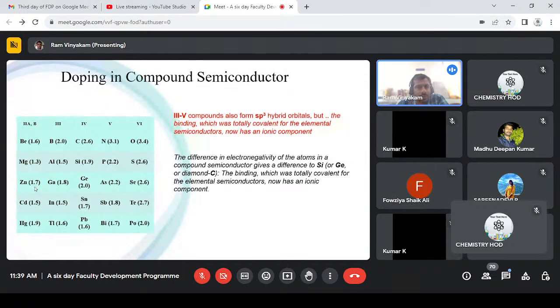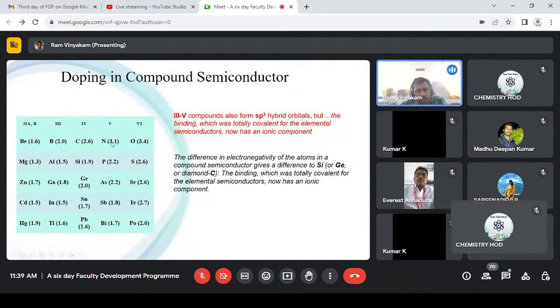Zinc oxide and zinc sulfide and other things are there for some other applications like sunscreens, medicines, and so on, not in electronic or optoelectronic applications. Gallium nitride is mostly used in the case of solar cells, and then silicon, or second generation solar cells.